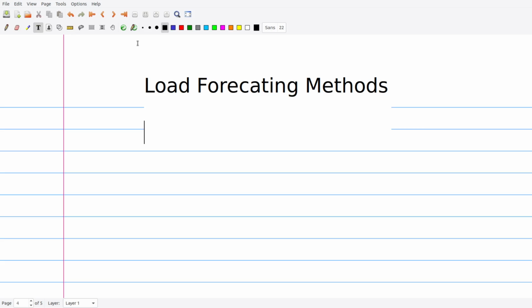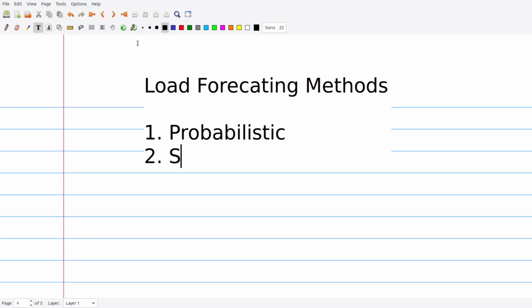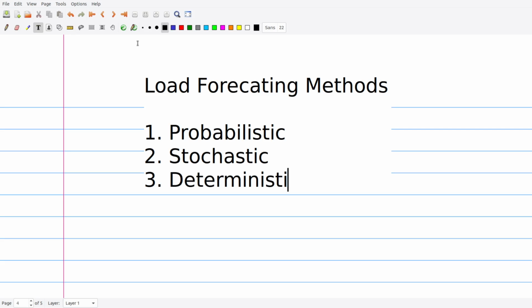So mathematical models means what? We have different approaches. First is the probabilistic method, second is the stochastic approach, third one is the deterministic approach. All these are different approaches. So one by one we will see.